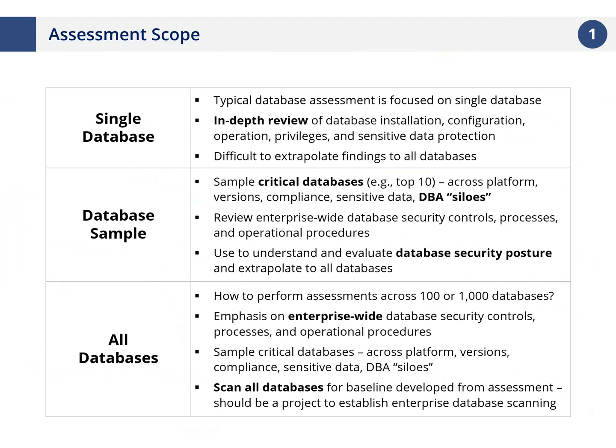Or there may be two separate DBA groups that manage Oracle databases. That happens in many large organizations. And so as part of the database sampling, again, you're now starting to review more of the enterprise-wide security controls, processes, and procedures if they exist. And then we can potentially extrapolate from that sampling outbound.